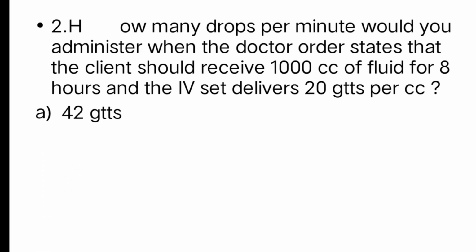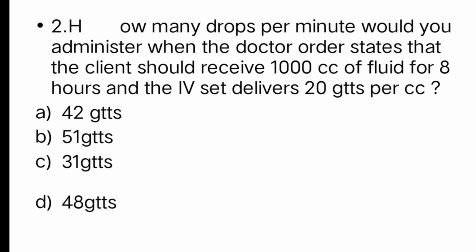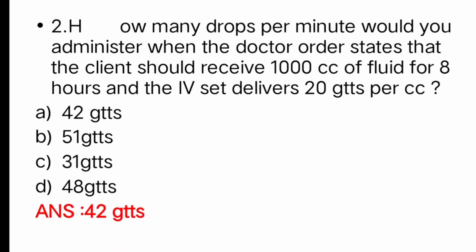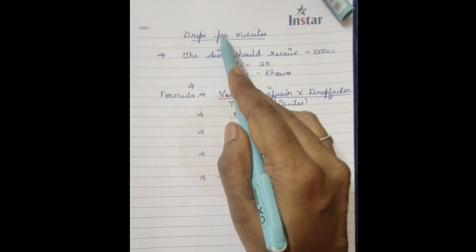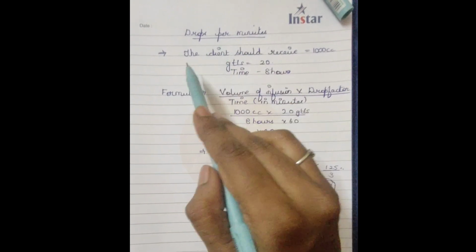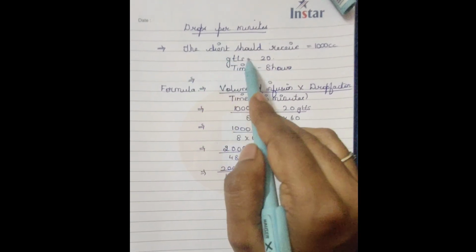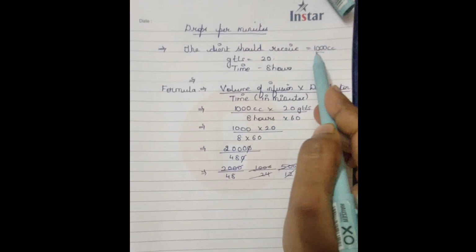Let's see what the answer is. Option A 42 GTTS, option B 51 GTTS, option C 31 GTTS, and option D 48 GTTS. Here the answer is 42 GTTS. You should also work out how we got this 42 GTTS. Here we have to calculate drops per minute. According to this question, the client should receive 1000 cc.